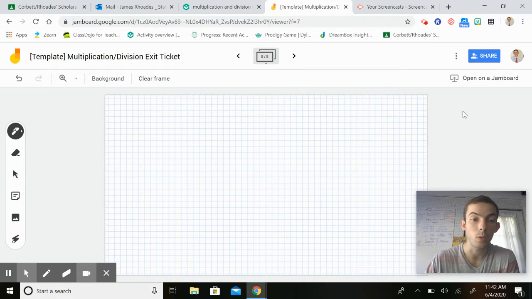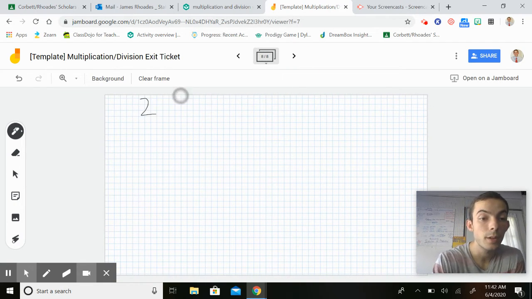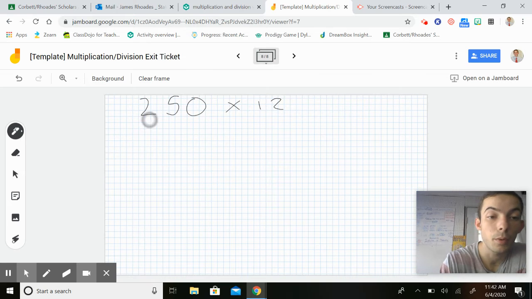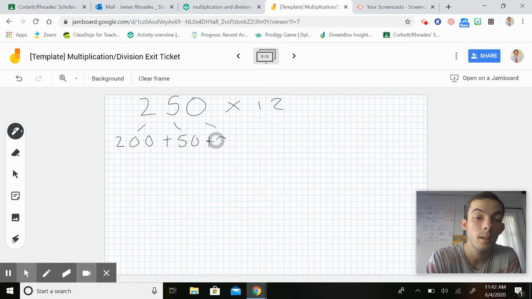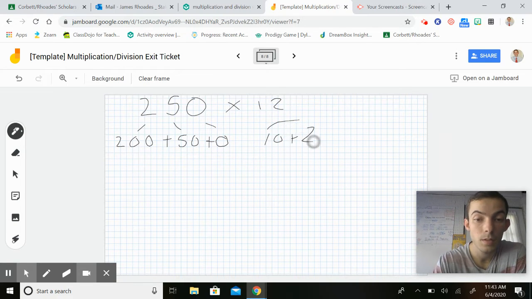On this next slide, we're going to work that problem out. 250 times 12. What you're going to do is break this up by its place value. You understand that 2 is 200 because it's the hundreds place. 5 is worth 5 tens, so 50. And then there is a 0 in the ones place. When you break apart the 12, you have a 10 plus 2.